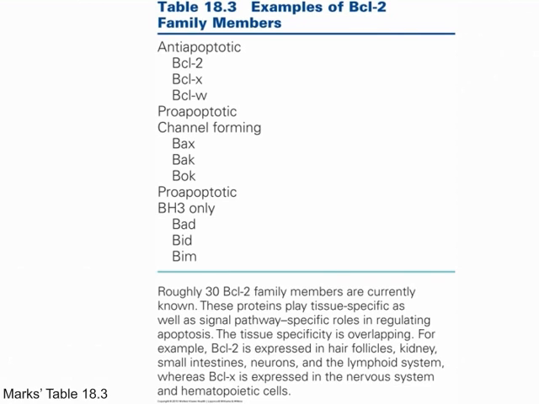So know this family of BCL2. Anti-apoptotic would include BCL2, BCL-X, and BCL-W. Pro-apoptotic would include Bax, BAK, and BOK. And then pro-apoptotic BH3 is BAD, BID, and BIM.